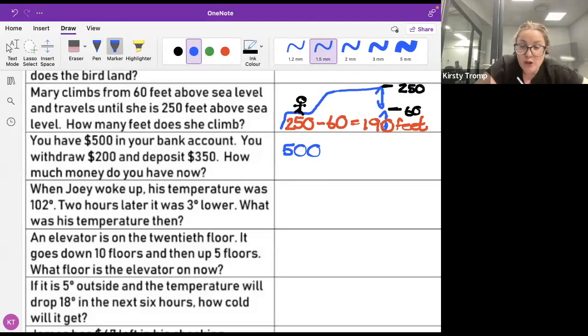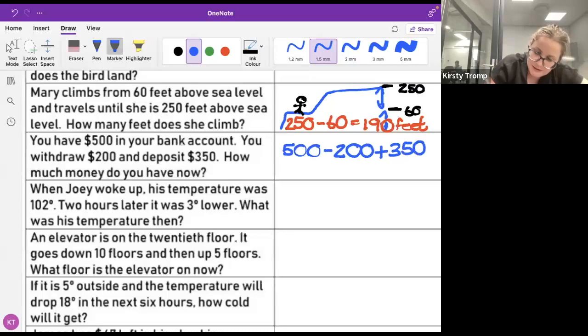All right. So when you withdraw money from your bank account, withdraw means that you are taking the money out. Drawing out the money, withdrawing it, you are minusing 200. And when you deposit, what does it mean when you deposit something? You're putting the money back in. How much money do you have now? Right? So I've done the maths sum for you. You're going to work out the answer for me.